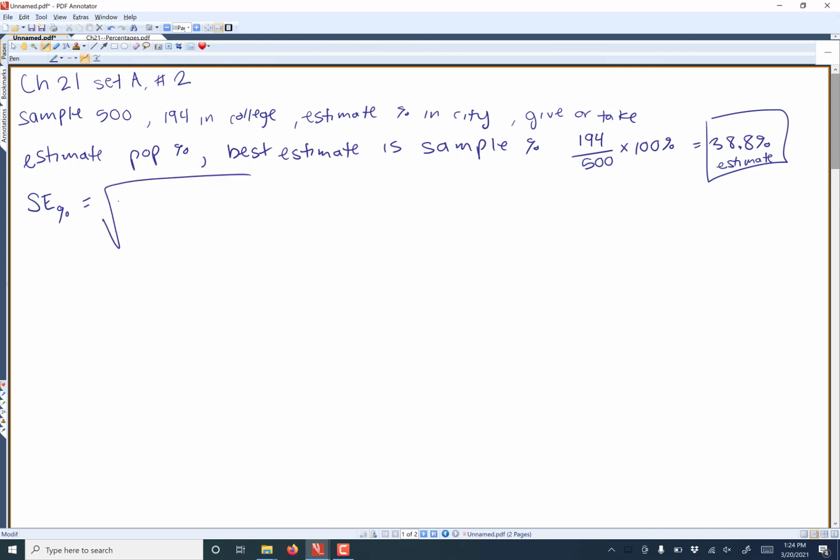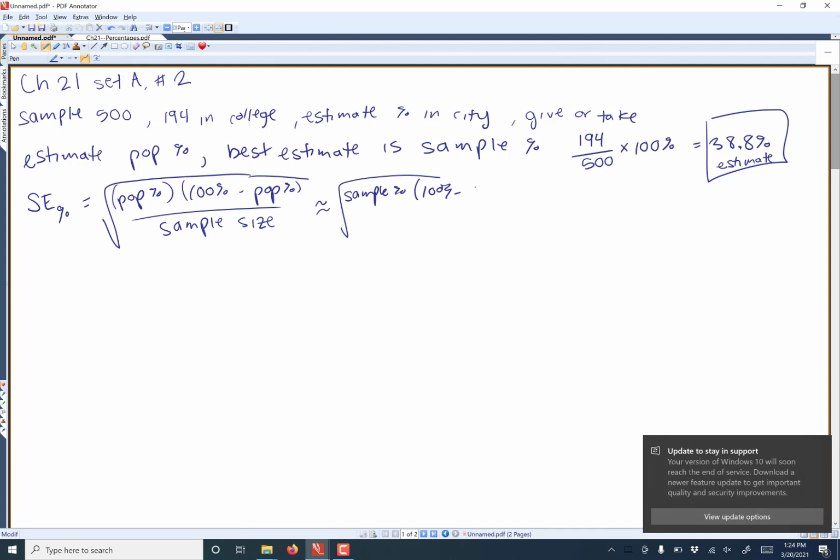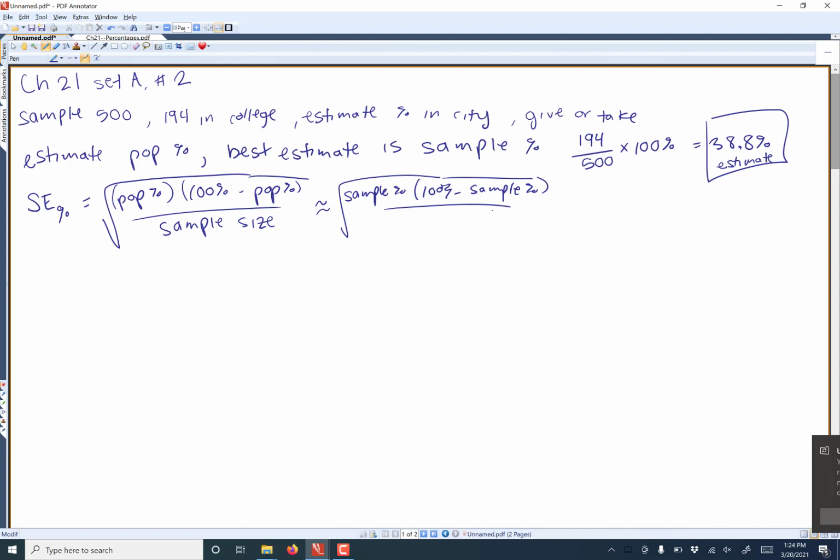The standard error would be equal to your population percent times 100% minus the population percent all over your sample size. Now there's a slight problem because that formula does use a population percent, and I don't know the population percent because the whole point is I'm trying to estimate it. So I can do these little squigglies for estimate, and I can use my sample percent instead. So we'll do our sample percent times 100% minus my sample percent all over my sample size.